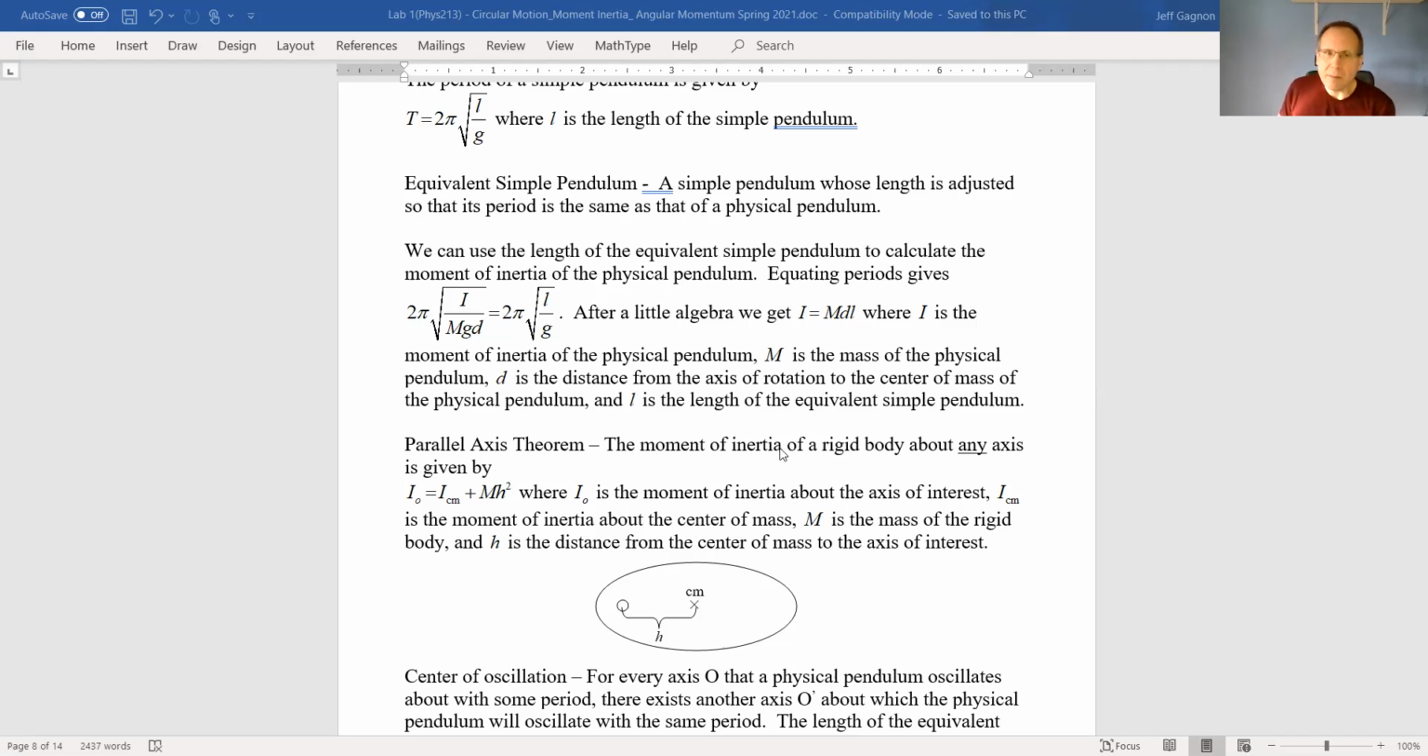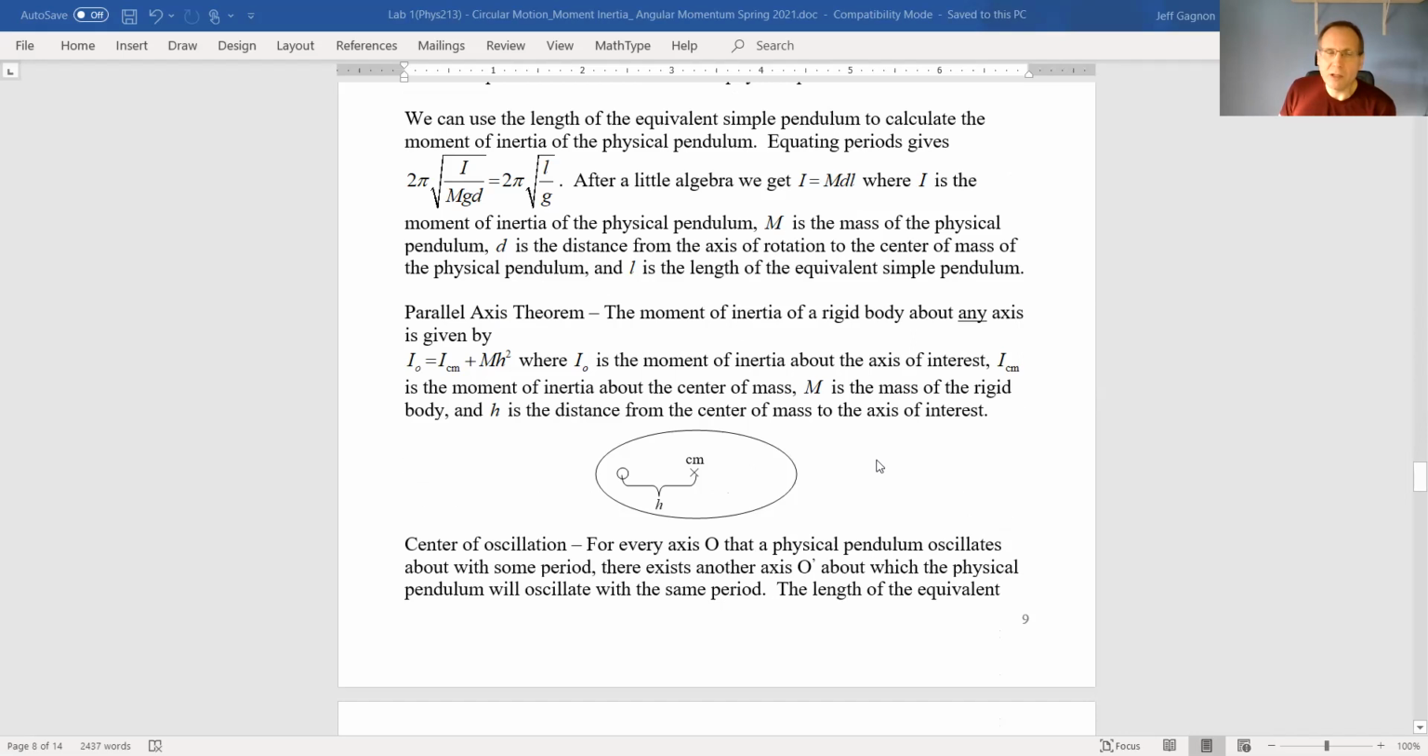Okay, and then later, we're going to calculate the moment of inertia of the aluminum stick theoretically by using what's called the parallel axis theorem.